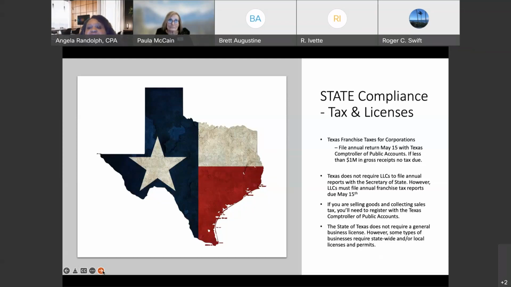So Texas does not require LLCs to file annual reports with the Secretary of State, but you do have to do that annual franchise tax report, which is due May 15th. Now, if in your business you're selling goods and collecting sales tax, you'll need to register with the Texas Comptroller of Public Accounts and either pay monthly or quarterly, filing your sales and use tax returns.